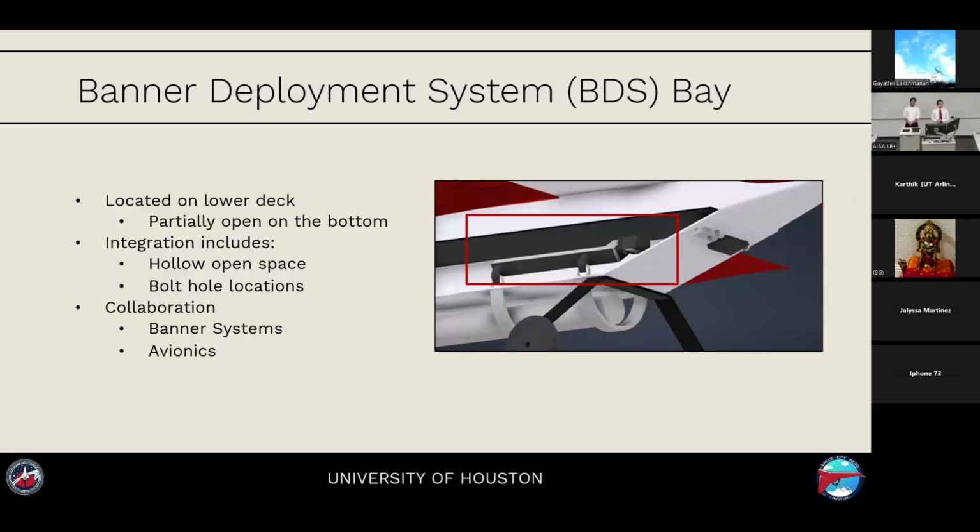For our banner deployment system bay, we are working closely with the capstone team to create space on the aircraft for our banner deployment system. It'll be located on the lower deck and it will partially hang out the bottom. The integration is more than just an open space. There's also a requirement of finding mounting locations that work with the capstone team. And so that does mean that collaboration is required with banner systems and avionics, along with aerodynamics for the drag.